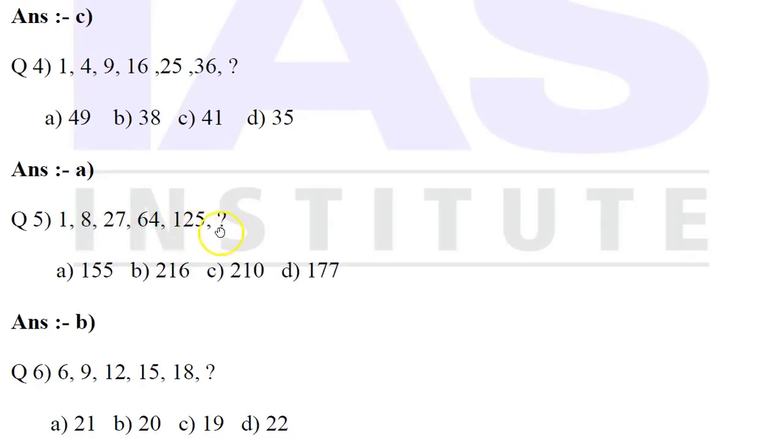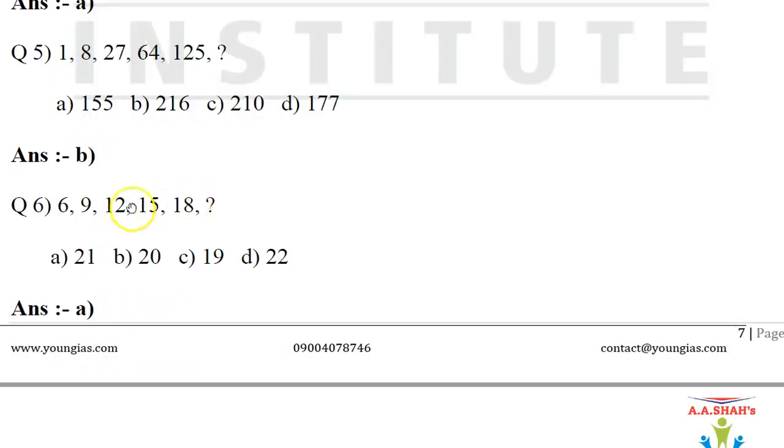So definitely this has to be 6 cube, and 6 cube is 216. So B option 216 is your correct answer here. The sixth question now. You have 6, 9, 12, 15, 18, what next?